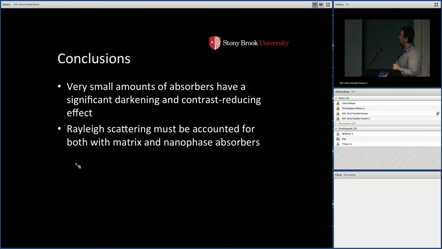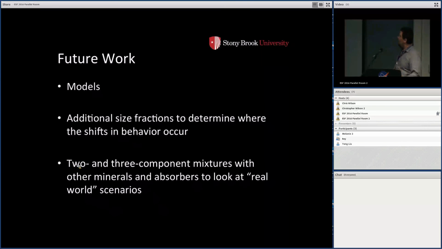So for now, our conclusions are that a very small amount of absorbers has a significant darkening, contrast-reducing effect. That's not a surprise. What was kind of a surprise going into this was that we actually have to account for this Rayleigh scattering. We're heavily focused on understanding Mie scattering because it's not something that we can easily model. But the Rayleigh effects are dominant at shorter wavelengths.